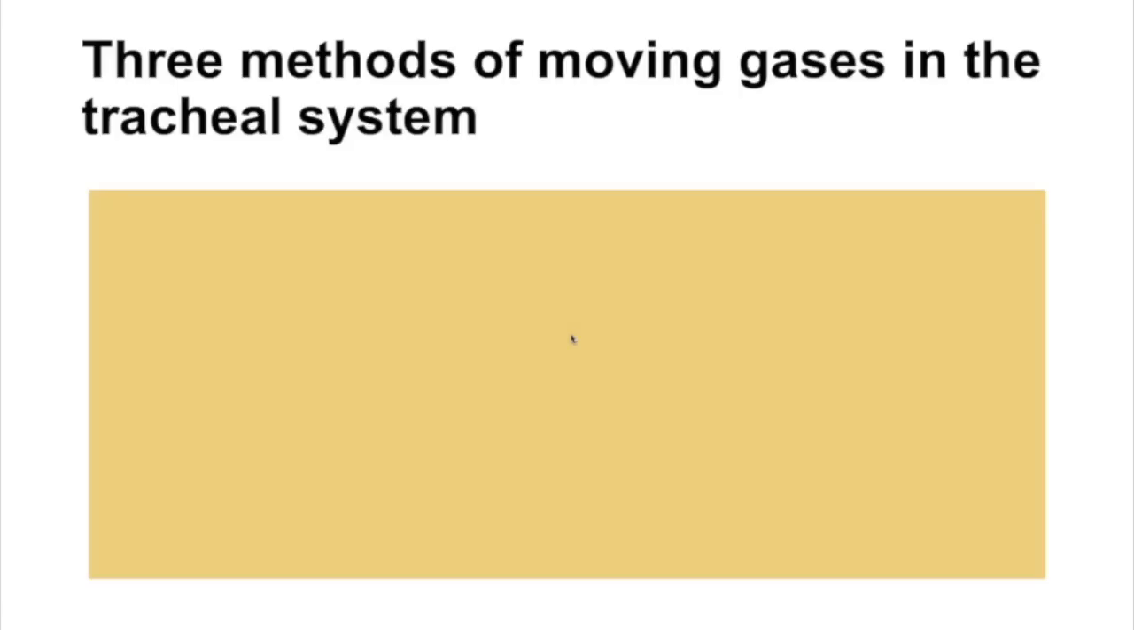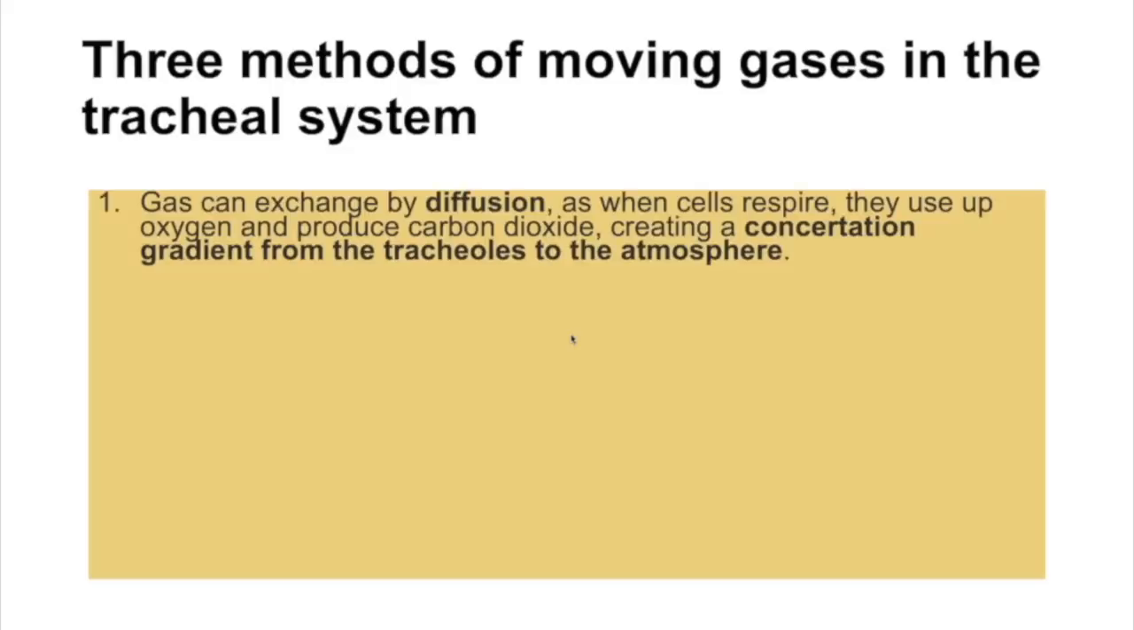Now there are three methods of moving gases into that tracheal system. The first method is that gases can just move in by diffusion. That is because when the cells within the insect are respiring, they're using up oxygen and producing carbon dioxide, and that creates a concentration gradient from the tracheoles compared to the atmosphere. So some of the gases will simply diffuse in and out.